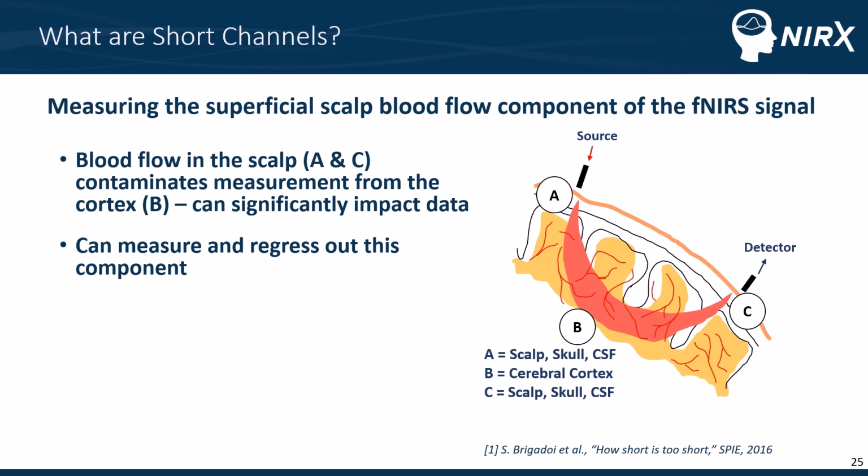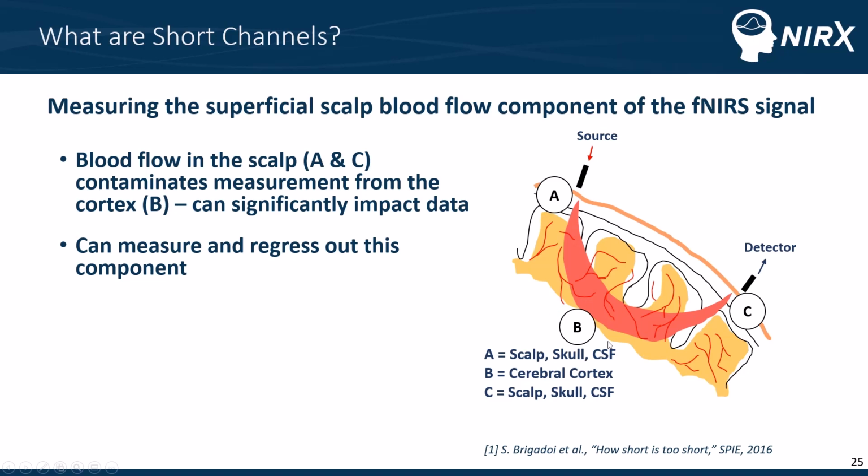So we saw short channels earlier in that video. What are they? Well, they're used to measure the superficial scalp blood flow component in the fNIRS signal. Well, why do we care about that? Here we've got our photon banana projected onto the cortex, and we've got 3 points denoted. We've got A, B, and C.